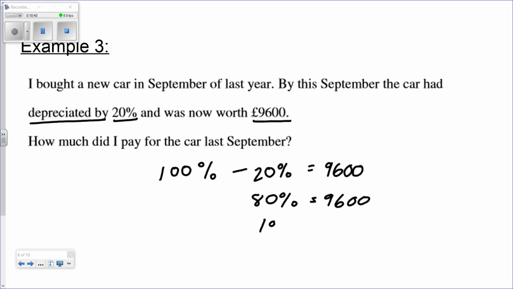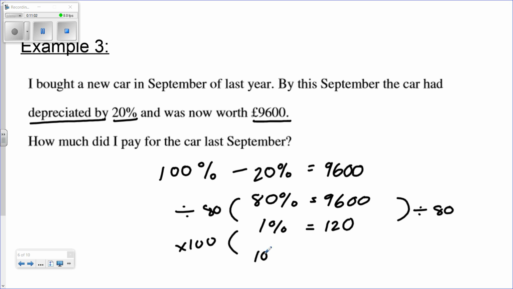So for 1%, remember, we're going to divide both sides by 80. We keep it in proportion. So if I divide that side by 80, I'm going to get £120. So 1% of the car is £120, times by 100 to get 100%. So that car last year was actually worth £12,000. It makes sense. It went down to 9,600. It used to be 12,000. Make sure your answer makes sense.